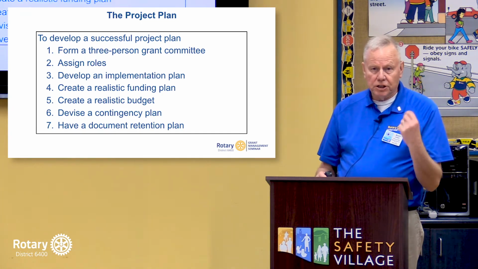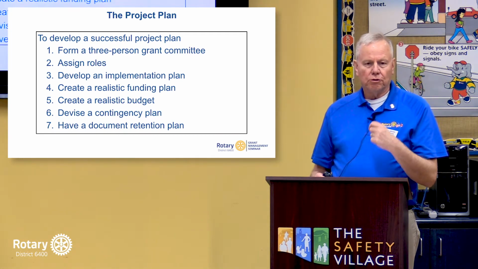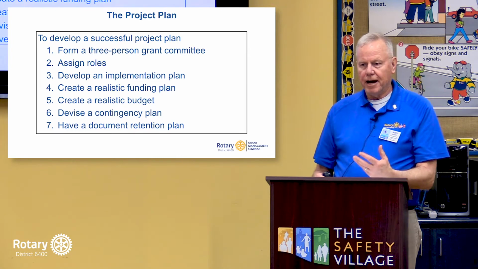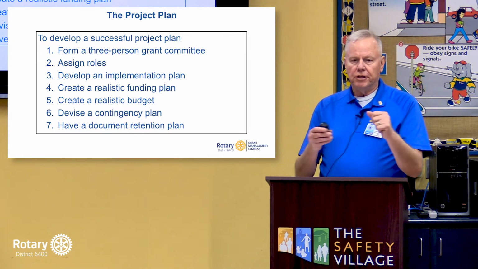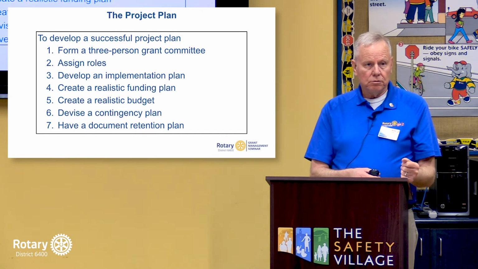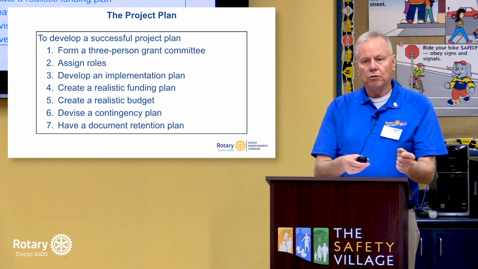Number 2, a contingency plan. Quite often, things don't go the way you planned. We've all had that happen in our lives. So you need to have, what can you do? How can you either accomplish what you expected to do in a different way, or maybe you can't do what you thought you wanted to do.